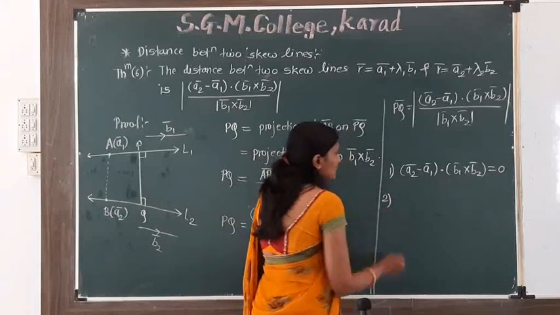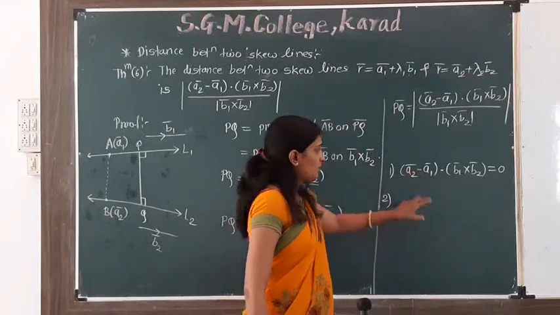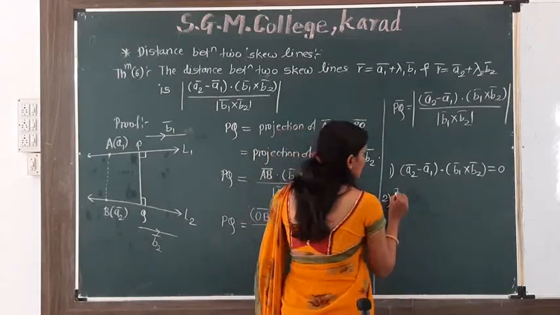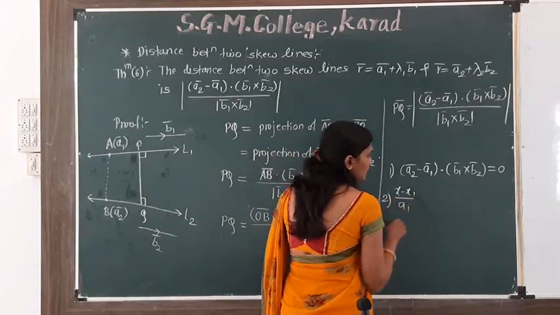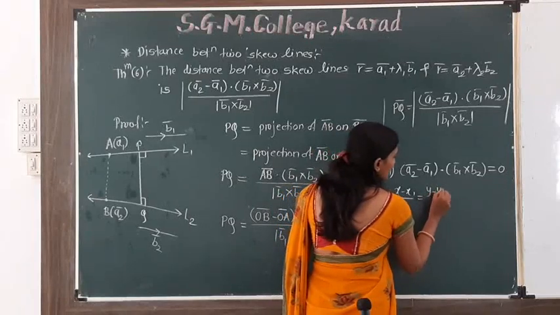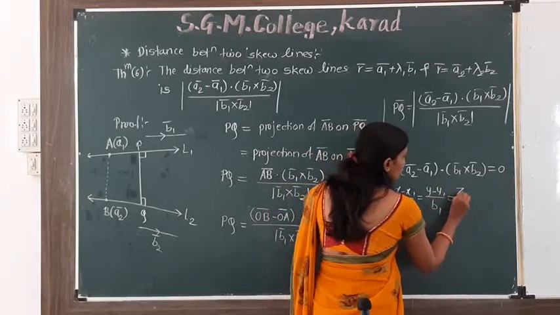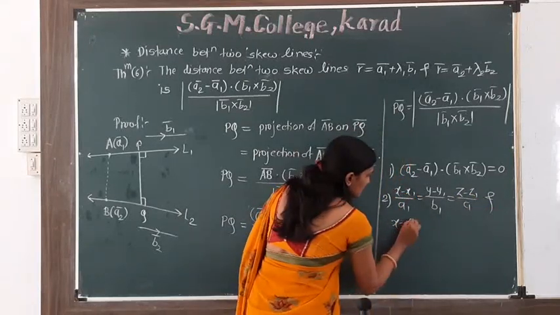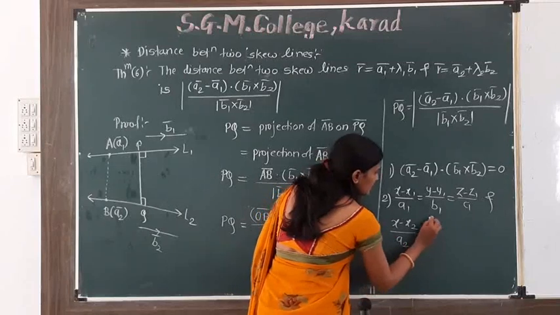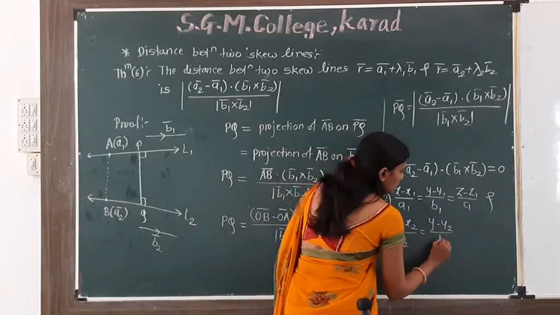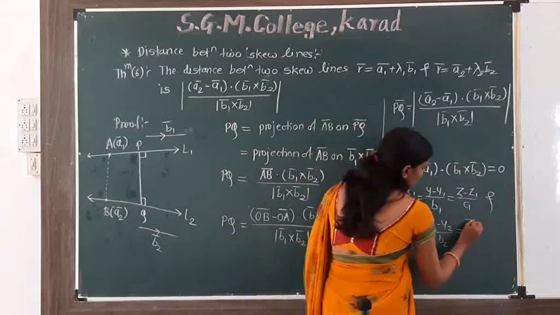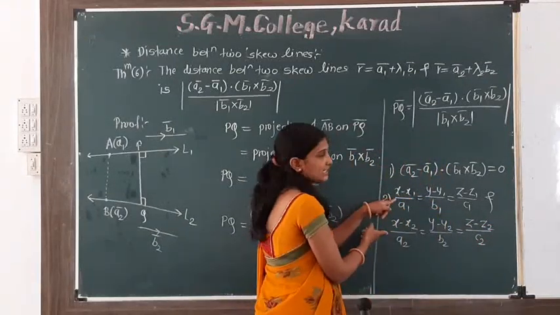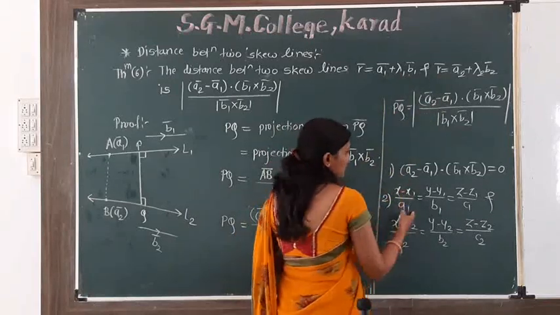And the second remark is the Cartesian form. Then what is its Cartesian form? If two lines are (x minus x1) upon a1 is equal to (y minus y1) upon b1 is equal to (z minus z1) upon c1, and (x minus x2) upon a2 is equal to (y minus y2) upon b2 is equal to (z minus z2) upon c2, and these two lines are intersecting, this is the Cartesian form of that equation.